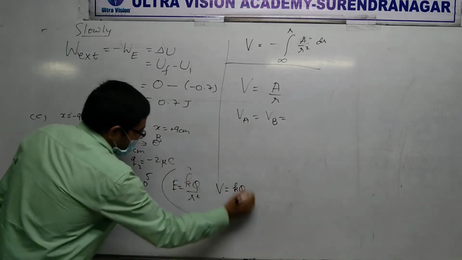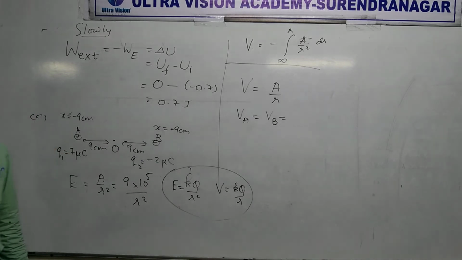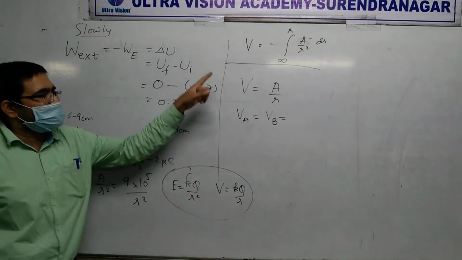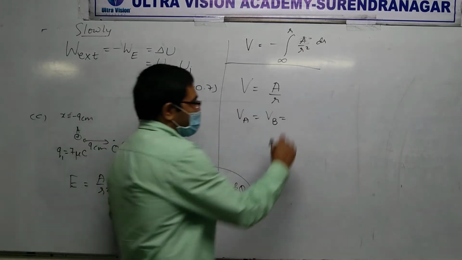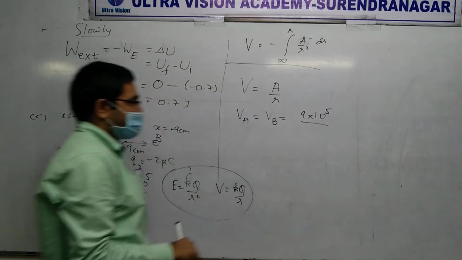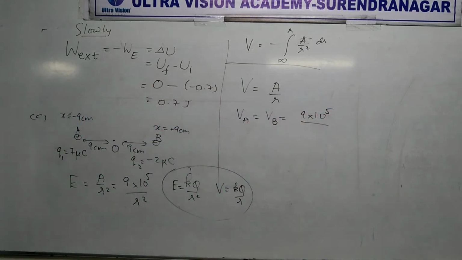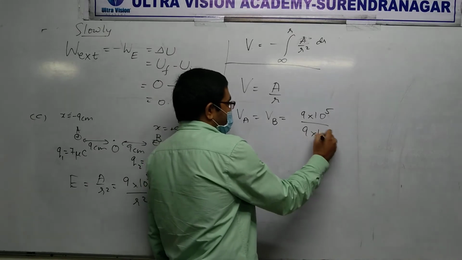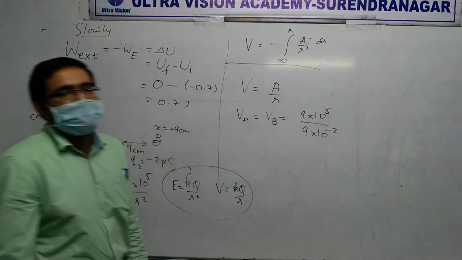Just think of this. The numerator does not change. The denominator becomes r if you go from electric field to potential. A by r square becomes A by r. Chalo. A's value is 9 into 10 raised to 5 divided by r's value. How much is r's value? 0.09. Very good. Because distance is to be measured from the origin.